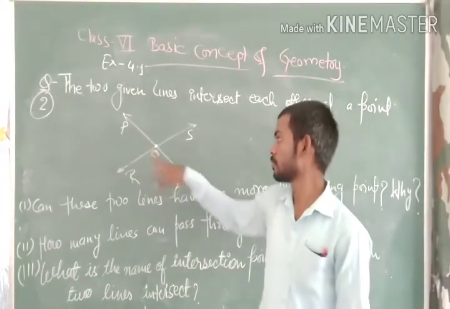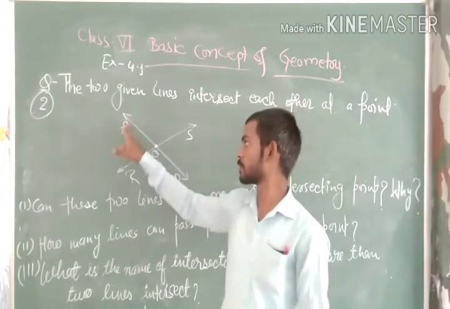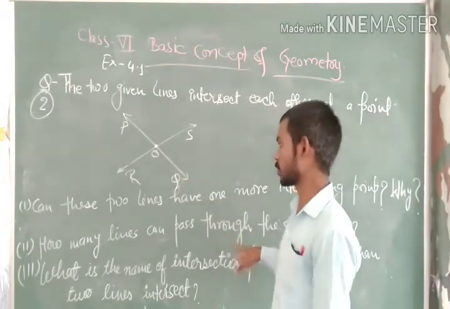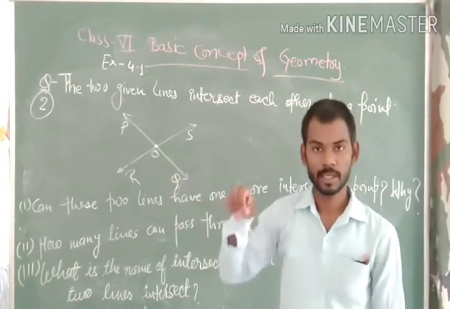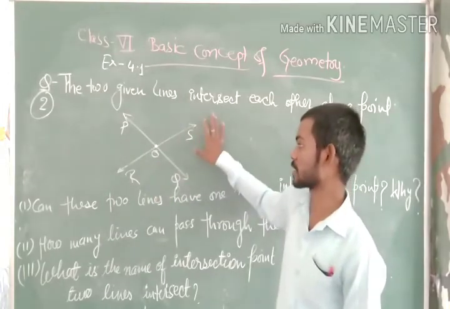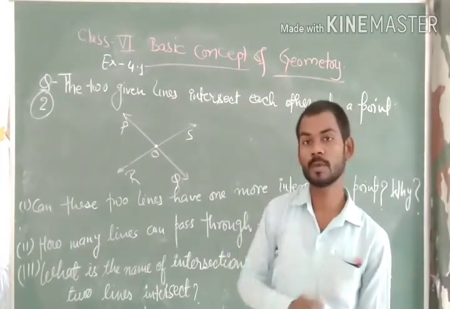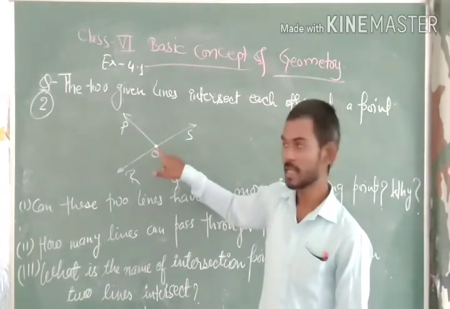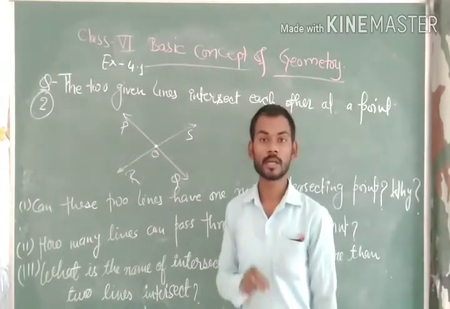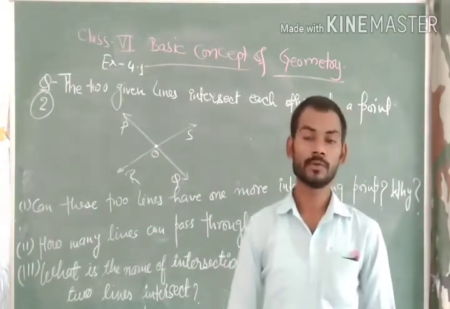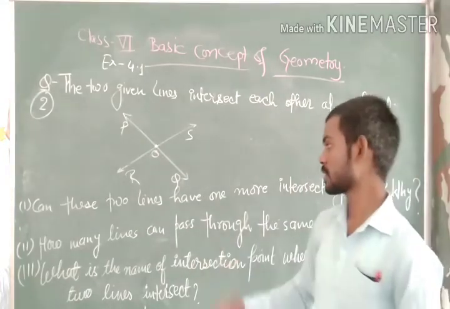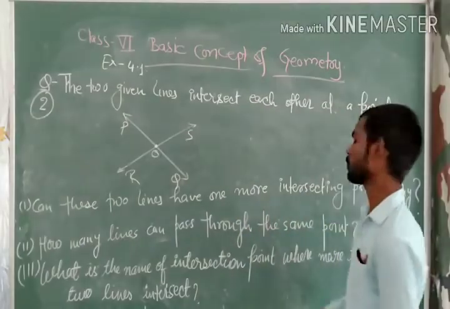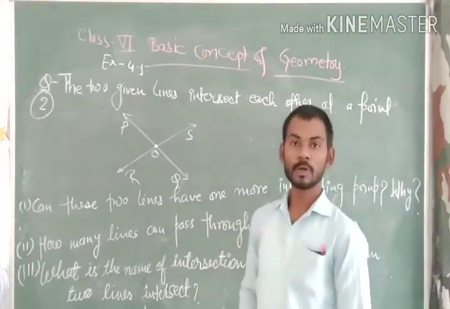The line PQ, this end goes to infinity and this end also goes to infinity. The similar case is in the line RS. There is only one possibility for them to intersect each other, that is the point O. Except this point, there is no other possibility to intersect them. So the answer of the first question, can these two lines have one more intersecting point? Then our answer will be no.